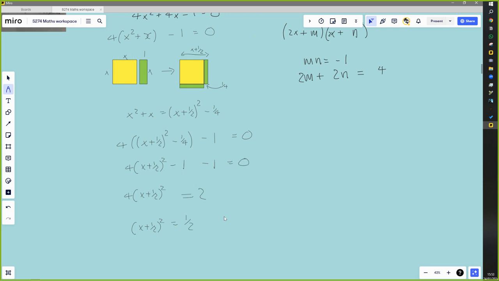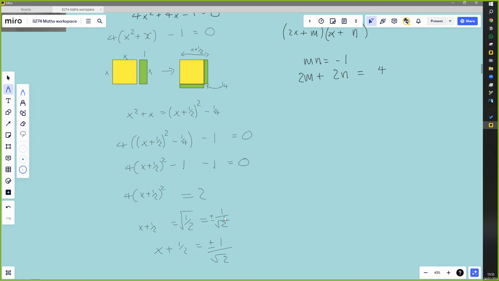And now we need to square root both sides. We're going to end up with root 2 here, aren't we? If we square root the left, it just cancels out the square and the brackets. And we have to square root the right, which is the same as 1 over root 2. So x plus a half is equal to plus or minus 1 over root 2.